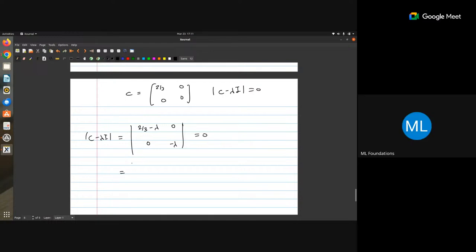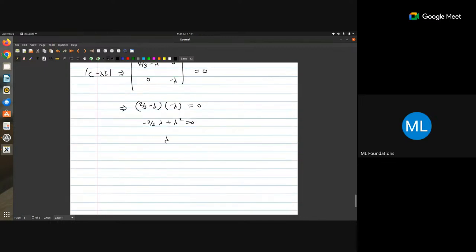Okay. So the determinant will be (2 by 3 minus lambda) into (minus lambda) minus 0 equals to 0. Then this will become minus 2 by 3 lambda plus lambda square equals to 0, which gives me lambda square equals to 2 by 3 lambda. Lambda will be 0 and 2 by 3. So which is the highest eigenvalue here? 2 by 3. So if I wanted to find u1, u1 is what? The eigenvector corresponding to the highest eigenvalue.